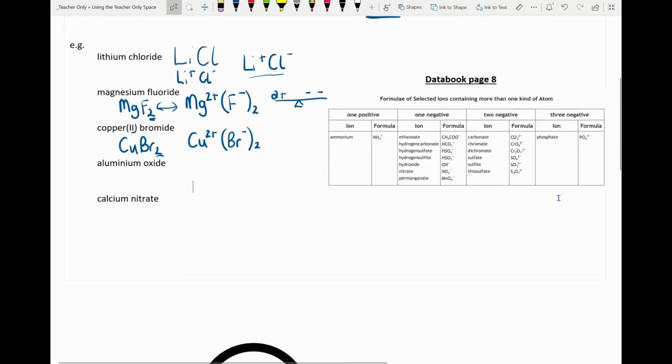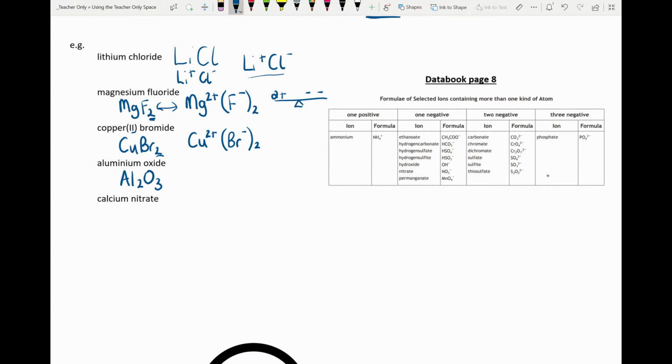Okay, so let's have a look at our next example, which is going to be aluminium oxide. For aluminium oxide, the chemical formula using SVSDF is Al2O3. I've deliberately picked this example because there's more than one of both ions. So both the aluminium and the oxygen ions are going to be in brackets in this example.